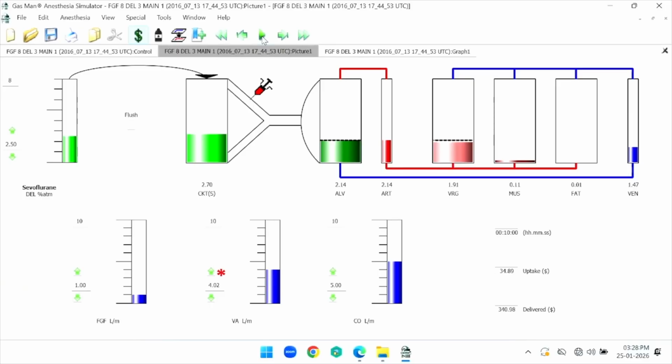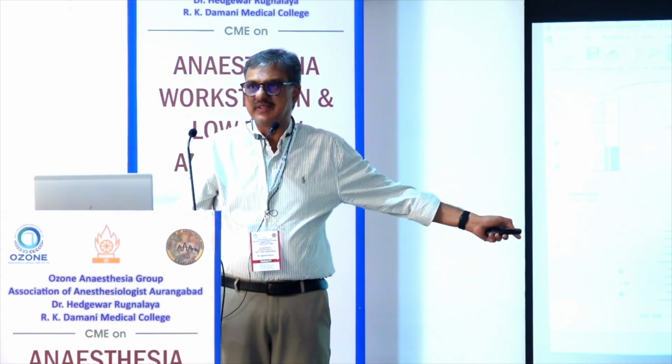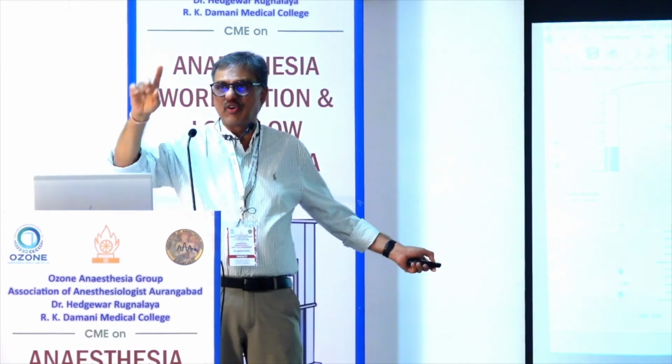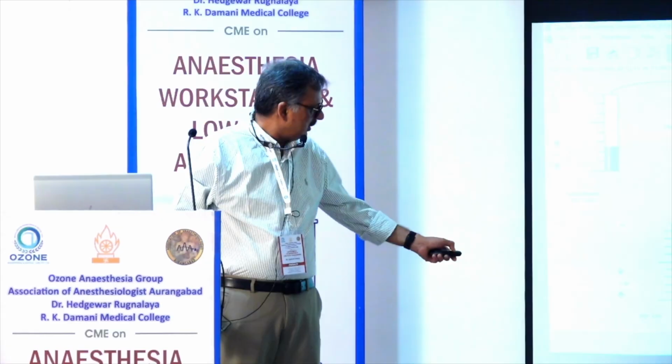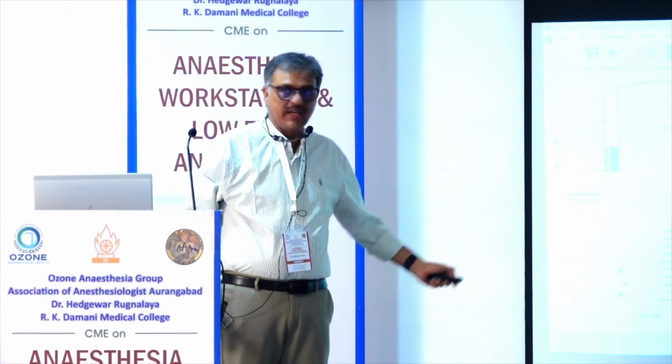So at the end of 3 minutes or 10 minutes, one of the PGs should note down the cost. Ten minutes of sevoflurane anesthesia with 8 liter 3% is 340 and uptake is 34. Who is noting down from the last bench? This is converted into rupees. So 340 is the cost of 10 minutes with 8 liter 3% flow and 34 ml is uptake.